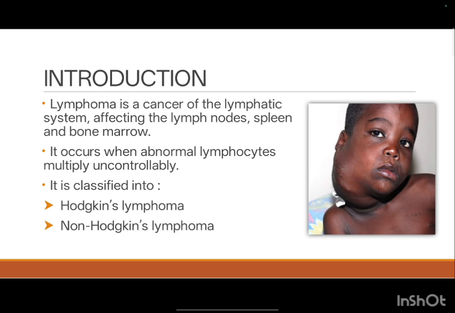Introduction: lymphoma is a cancer of the lymphatic system affecting the lymph nodes, spleen and bone marrow. It occurs when abnormal lymphocytes multiply uncontrollably. It is classified into Hodgkin's lymphoma and non-Hodgkin's lymphoma.